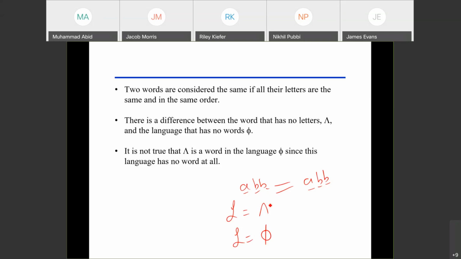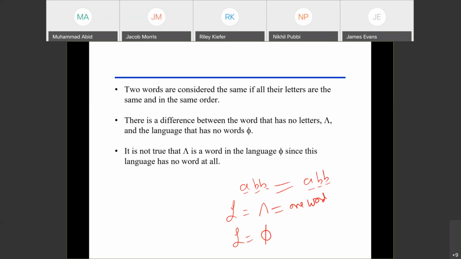The first language is composed of one word, and that word is lambda, because lambda is a word without any letters. So it is not an empty language. It does not mean that this language has no word or it is not performing any job or it is an empty language. No, this is not an empty language. It has at least one word which is lambda, and that's a separate story, that the word is without any letters, but still this is a word.